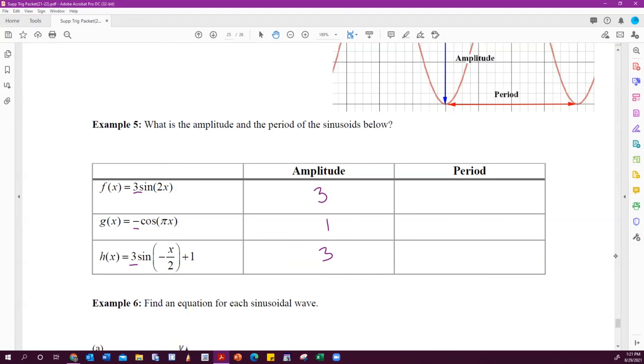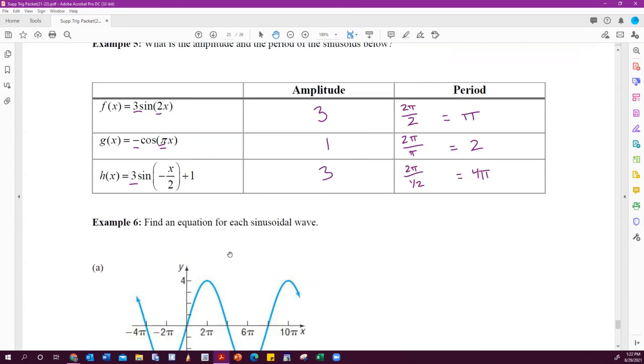And the period is found by taking the compression factor. So it's the old period of 2 pi divided by the 2, which is pi. In the second one, it's 2 pi divided by this number, which is a pi. So that's going to yield a 2. And again, we don't care about negatives because the even-odd properties bring the negatives out in front. So this will just be 2 pi over a half, which is the example we drew before. That's going to be a 4 pi.